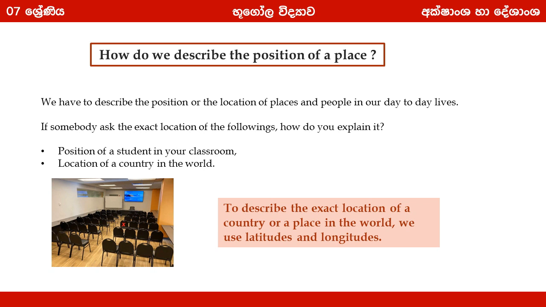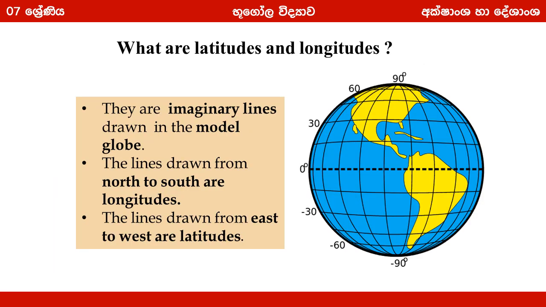Think about your classroom. Yes, you can use rows and lines to describe the exact location of the position of X. Similarly, to describe the exact location of a country or a place in the world, we use latitudes and longitudes. What are latitudes and longitudes?